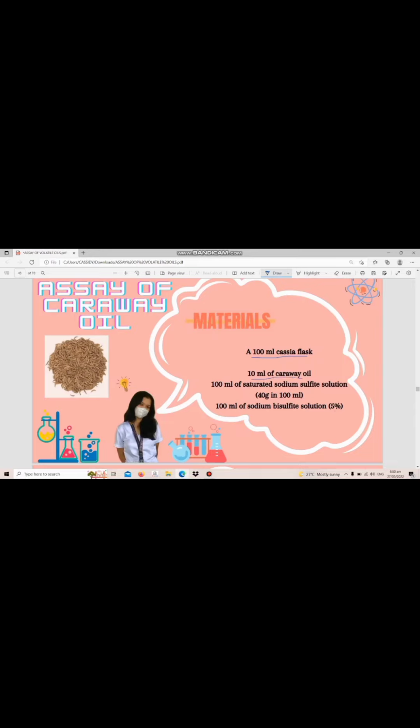So for this assay, we have the materials required: a 100 ml Cassia flask, 10 ml of caraway oil, 100 ml of saturated sodium sulfite solution, 40 grams in 100 ml, and 100 ml of 5% sodium bisulfite solution.